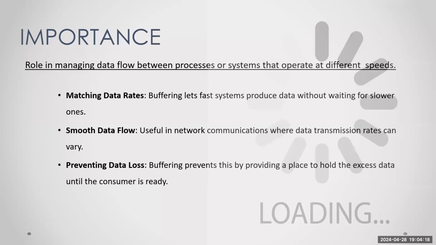So if a producer produces data at a higher speed than what a consumer can handle or take in, then there are chances of losing this excess data. This is greatly prevented by using buffers in the system. Okay, so this is the entire importance of data buffering in computing nowadays.